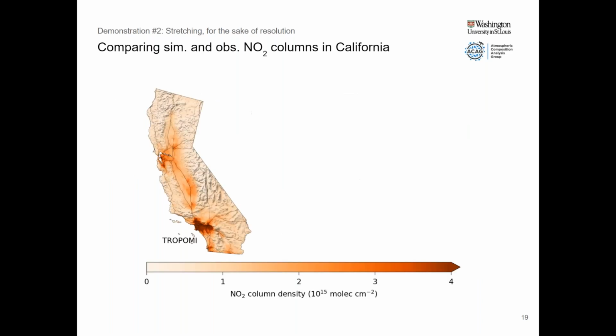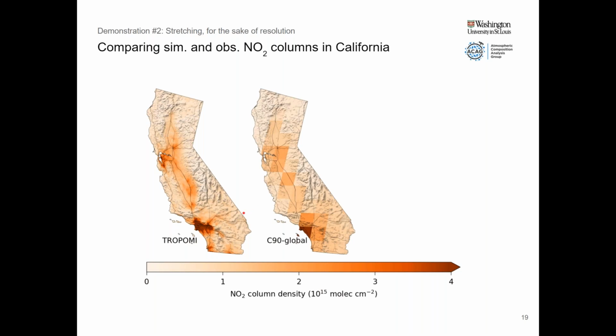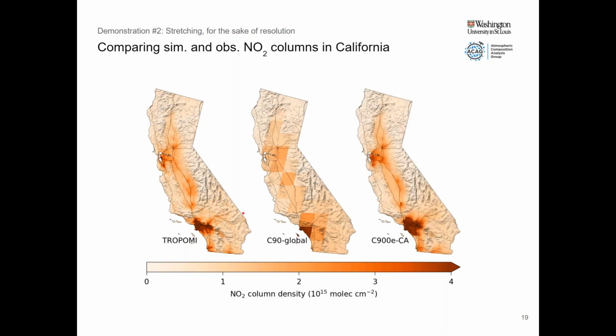Okay, so here are the results of those. On the left are observations from TROPOMI, generally what you'd expect in the San Francisco area. We see some enhancements as well at Sacramento. We see some spatial structures throughout the Central Valley, including around Fresno and Bakersfield. And then we see this big enhancement in the LA Basin. And so here's that CubeSphere simulation, and then here is the stretch grid simulation.